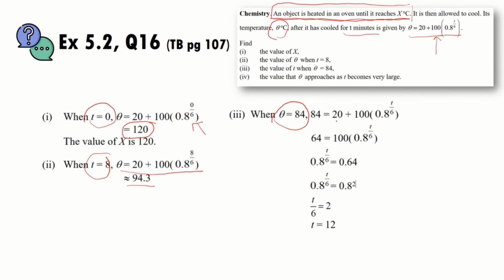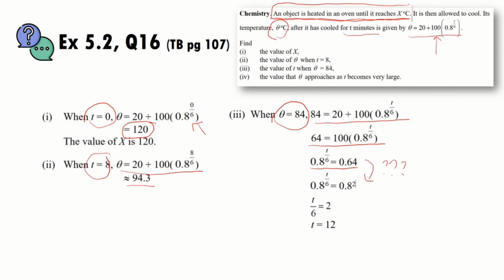So 84 is equal to 20 plus 100 times 0.8 to the power of t over 6. We will first move 20 over to the left and get this equation. Upon dividing 100 over to the left, we will then get 0.8 to the power of t over 6 equals 0.64. Now the question here is, how do we continue?